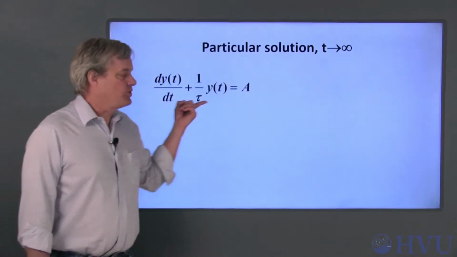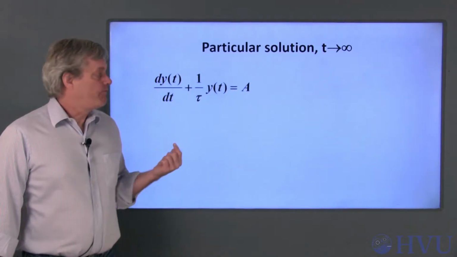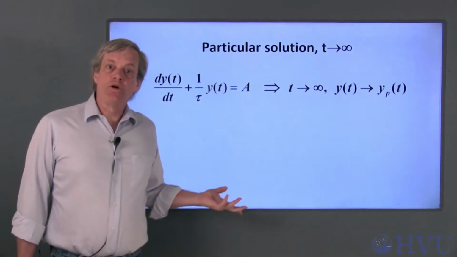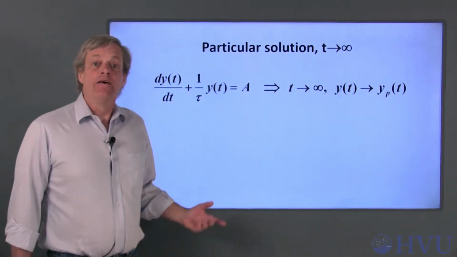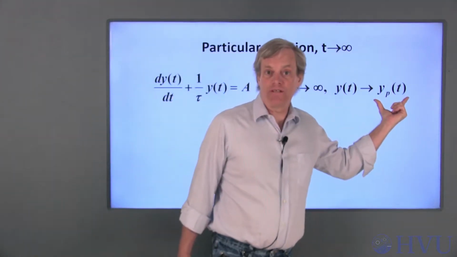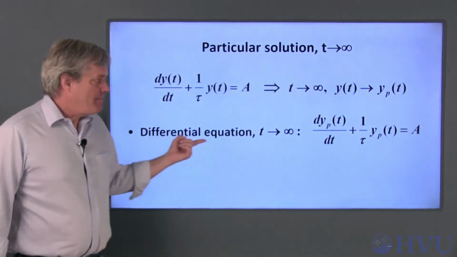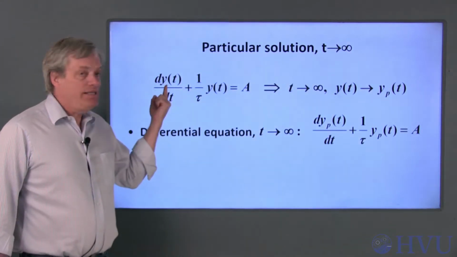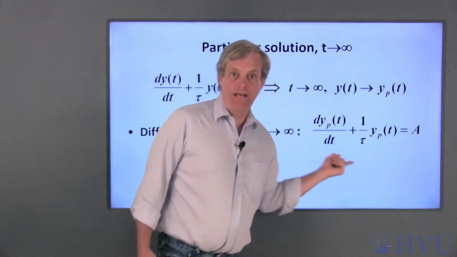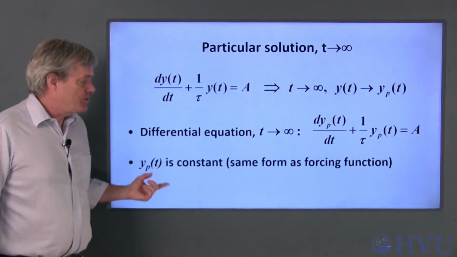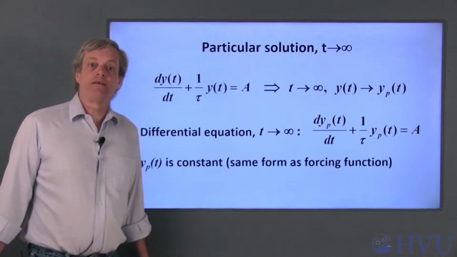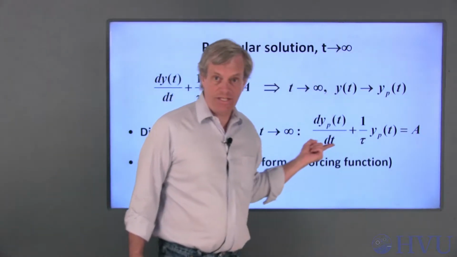We want the particular solution to this differential equation. The forcing function in this case is a constant. Since the homogeneous solution goes to 0 as time goes to infinity, the solution to the differential equation as t goes to infinity is just the particular solution. So as time goes to infinity, y of t in this differential equation becomes y sub p of t, and this is the equation we have to solve. The particular solution has the same form as the forcing function. So since the forcing function is a constant, the particular solution to this equation is a constant.